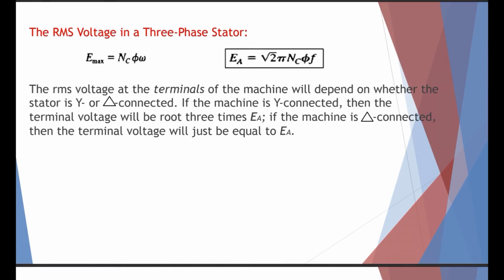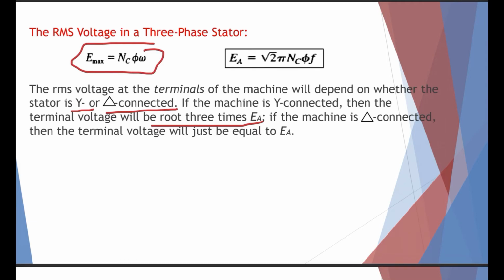The RMS voltage in a three-phase stator: E max equals N_C flux omega. E_A maximum equals root 2 pi N_C flux frequency. The RMS voltage at the terminals of the machine will depend on whether the stator is Y or delta connected. If the machine is Y connected, then the terminal voltage will be root 3 times E_A.